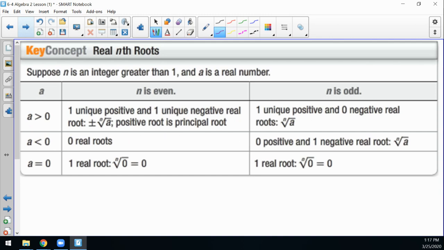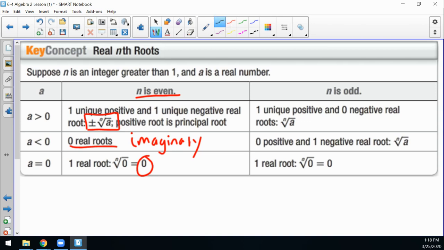Okay, so important information is this: if our power n is even, 2, 4, 6, 8, 10, and we have something that's greater than 0, there's one unique positive and one unique negative root. So right here, plus or minus, we could write it down. If it's less than 0, meaning it's negative, there's no real roots. That's where our imaginaries come in. And if it's equal to 0, then it's just 0. Okay, good to know.